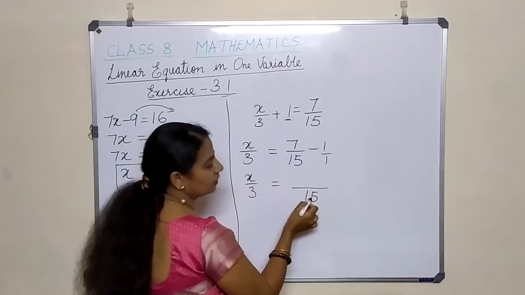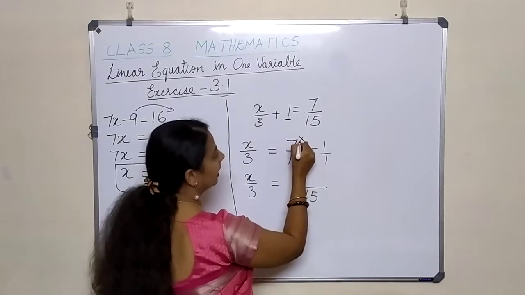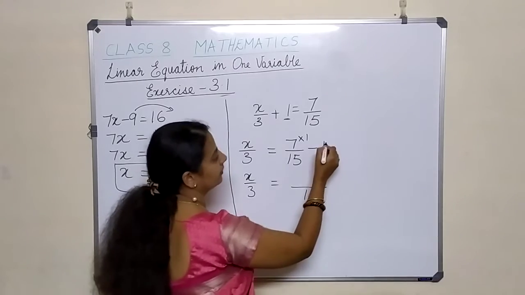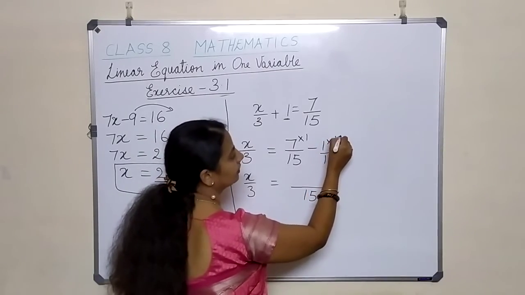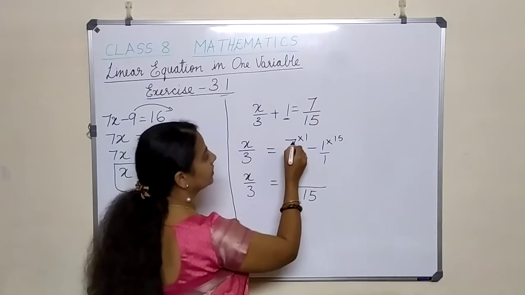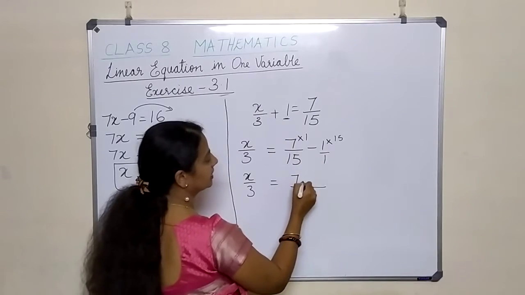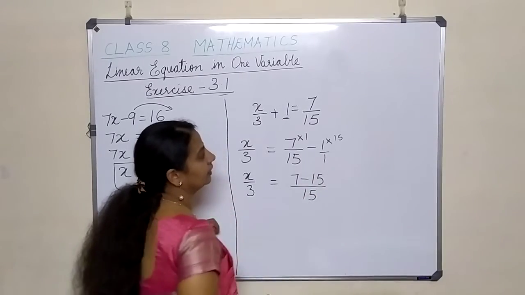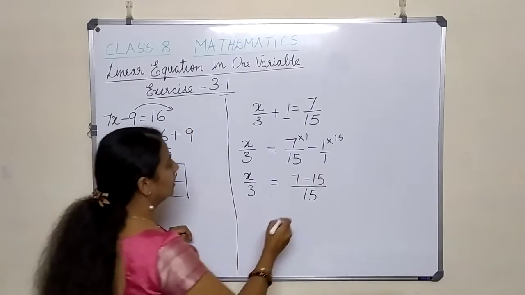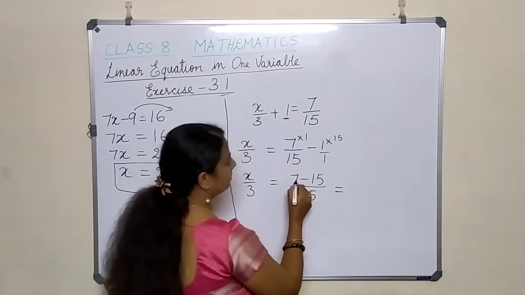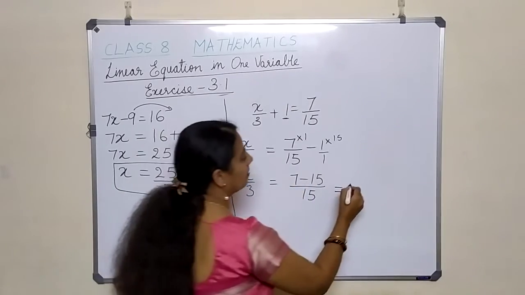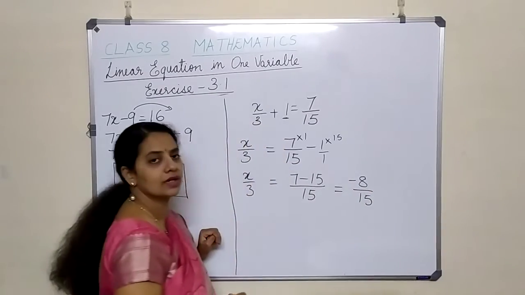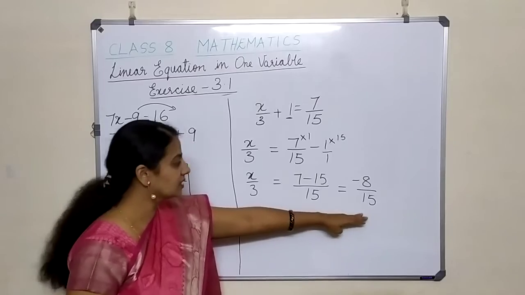So how many times 15 goes? 1 time. So multiply this 7 by 1. How many times 1 goes in 15? 15 times. So multiply this by 15. Right? So 7 ones are 7. Write down minus sign as it is. 1 into 15 is 15. Fine? Now what do you get the answer? 7 minus 15 is minus 8 by 15. So is this the answer now? Is this the value of x?